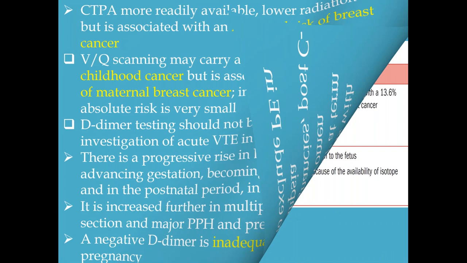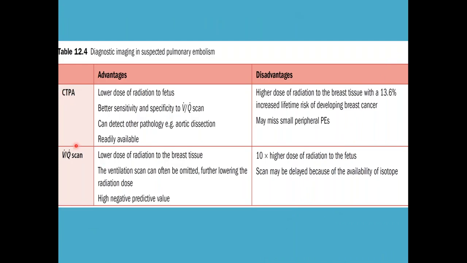This is a table about differentiation between CTPA and VQ scanning, advantages and disadvantages. Here, CTPA has a lower dose of radiation to the fetus, better sensitivity and specificity than the VQ scan, and can detect other pathology, for example aortic dissection. It is readily available.